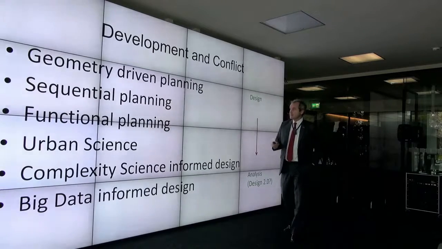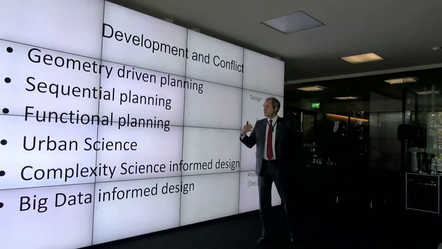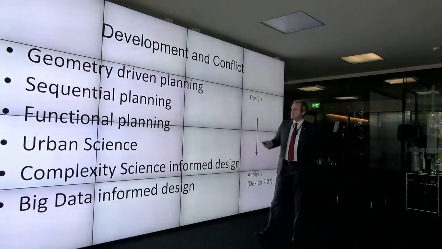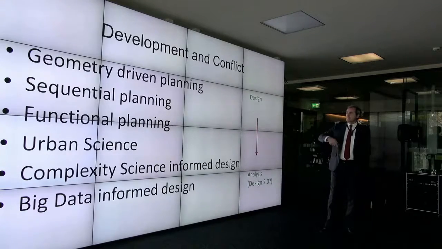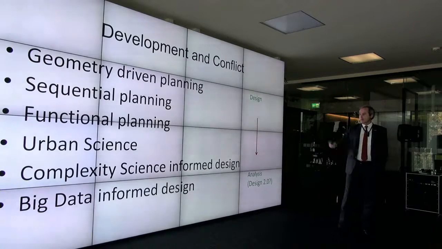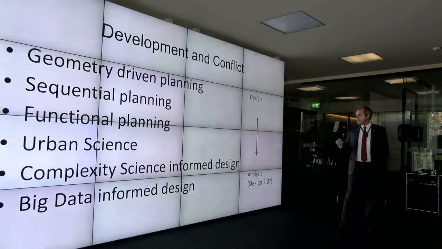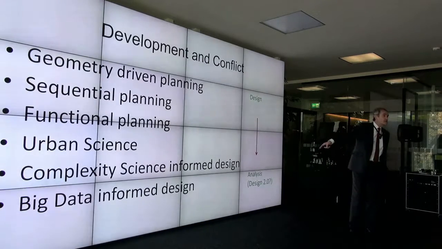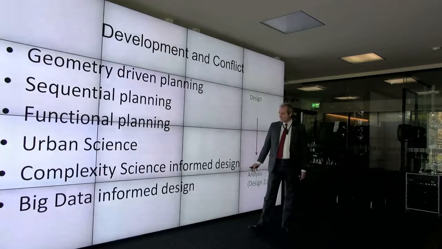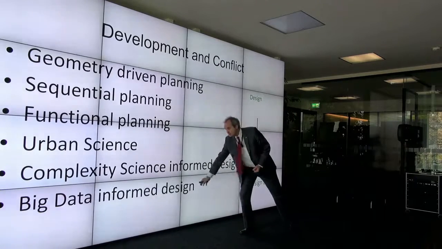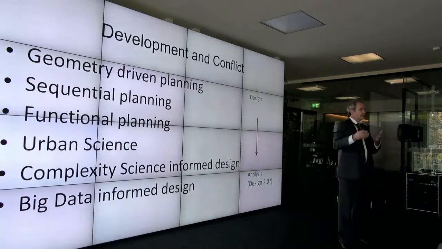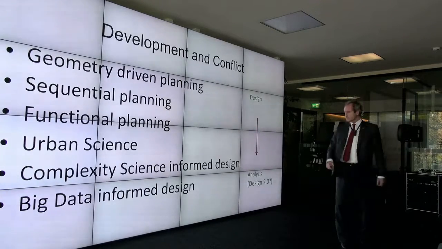all the buildings had a certain equal or similar look, also supported by the reduction of material that was available. Then we came to an era of sequential planning, then functional planning, then urban science emerged. This is now the 1950s, 1960s, and now since the 80s, 90s, complexity science informed urban design. And now the point that we are at, where we're just moving from complexity science informed urban design, which is still relatively structured, to big data informed design, which is not a complete, but a break and a further development of all the previous ones.